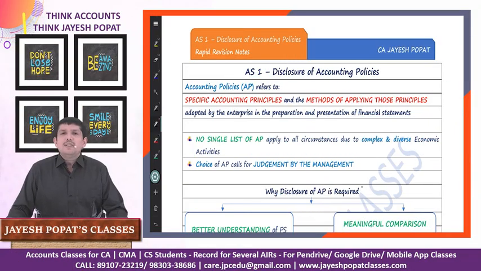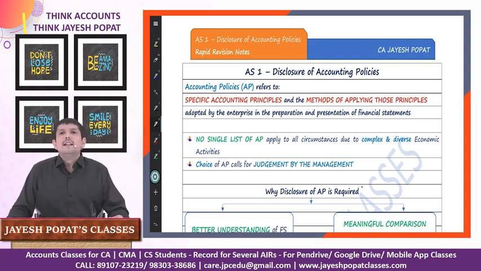So let us start on with revision of Accounting Standard 1, disclosures of accounting policy. This revision will be covered in two parts. In the first part, we'll very quickly cover the concepts covered in the accounting standard, and in the second part we'll cover some very important practical questions related to the accounting standard, because from the core exam perspective it is extremely important that you know how to draft your answer and how to present it well so that you score full marks. So now let us start AS1, disclosures of accounting policy.